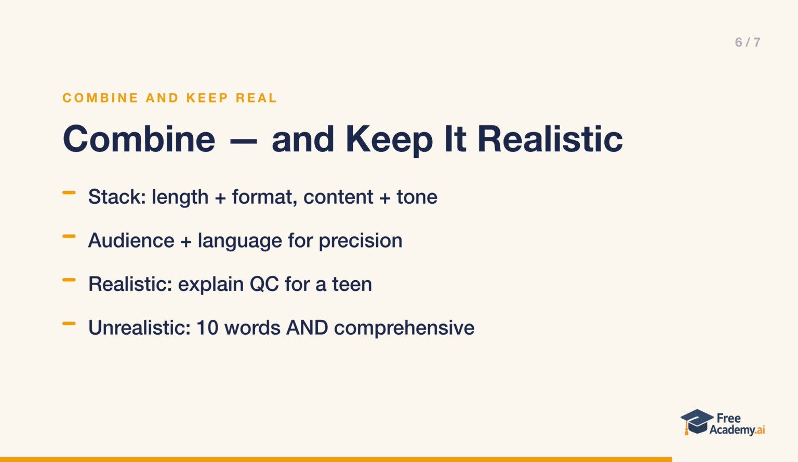precision, but there's a limit. Your constraints have to be realistic. Asking the AI to explain quantum computing for a high school student is reasonable. Asking it to explain quantum computing in 10 words while being comprehensive is not, because those two demands fight each other. Before you send a prompt, sanity check that your rules can actually coexist. Well-chosen, feasible constraints are the difference between generic content and exactly what you need.